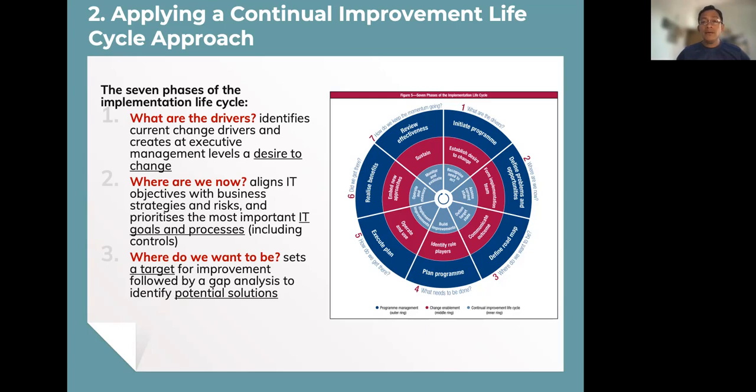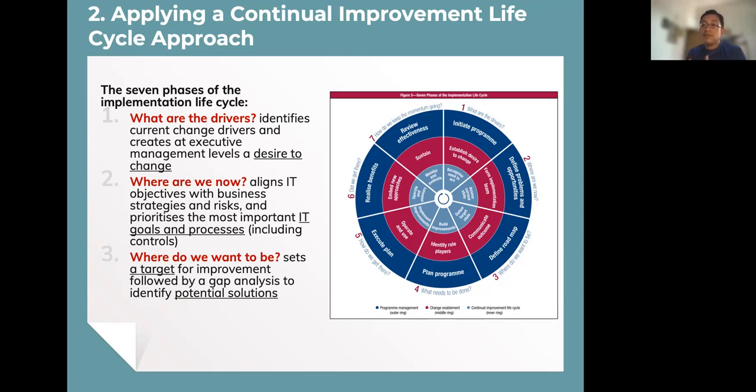The second, where are we now? You need to align the objectives of the IT to the business objectives. You need to align with the risk of the enterprise. You need to prioritize the most important things that you will do in the near future. That's why you perform this kind of alignment in where are we now. So you will perform the assessment. What level are you now? And then you also need to identify what level you are willing to achieve in the near future. And then where do you want to be? So you need to set the target.